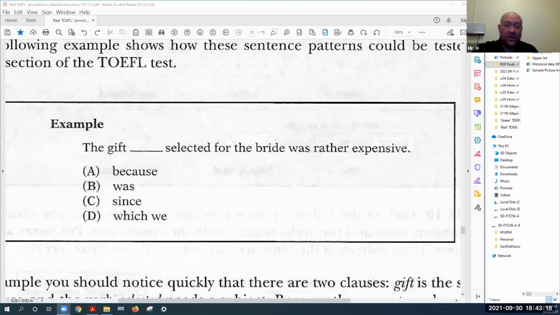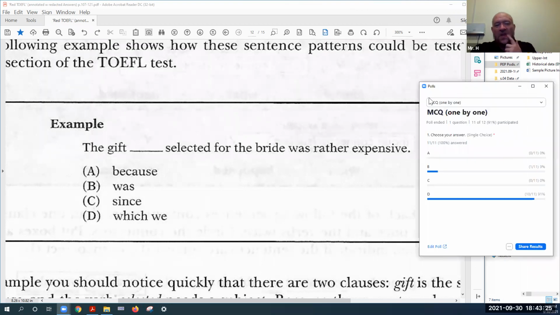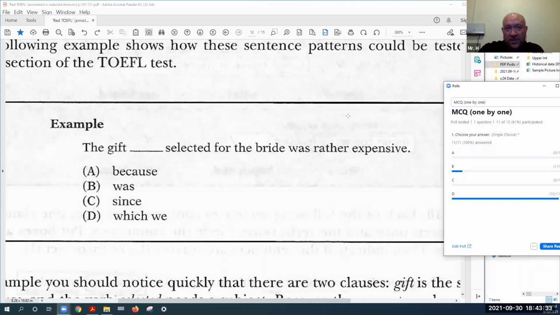Okay. So everybody else selected Delta. Let's think about this. Do you see any subjects or verbs, Abdullah? I think, Mr. H, I can't see any connector in the sentence.